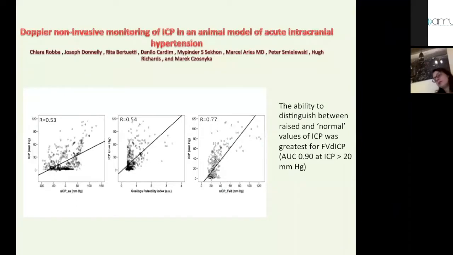This method has been studied in an experimental study on rabbits. We studied 95 rabbits, and here we compare different transcranial Doppler methods: the pulsatility index, the method based on the Hazlitt formula here on the left, and the method developed by Czosnyka et al. Again, we found that the method by Czosnyka et al. was the best one to assess intracranial pressure non-invasively.